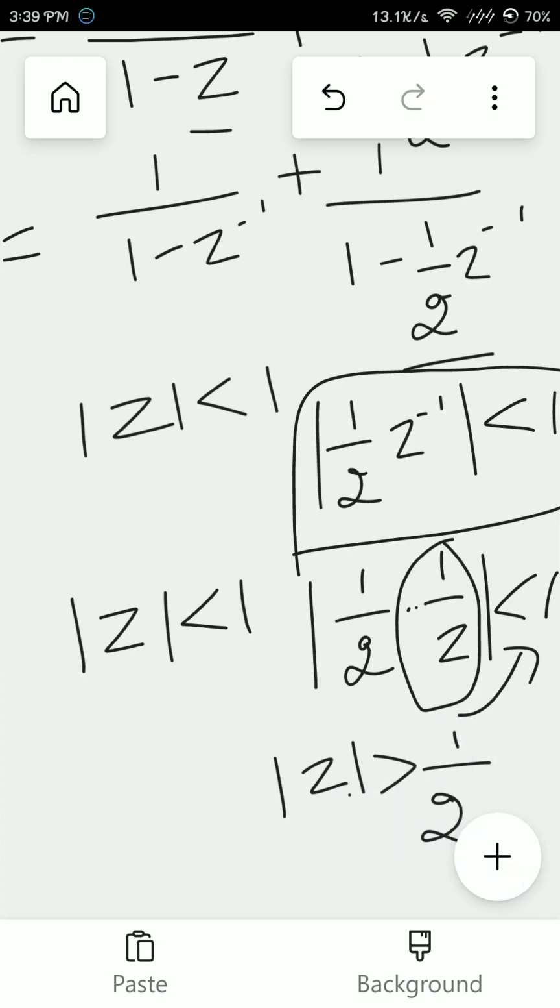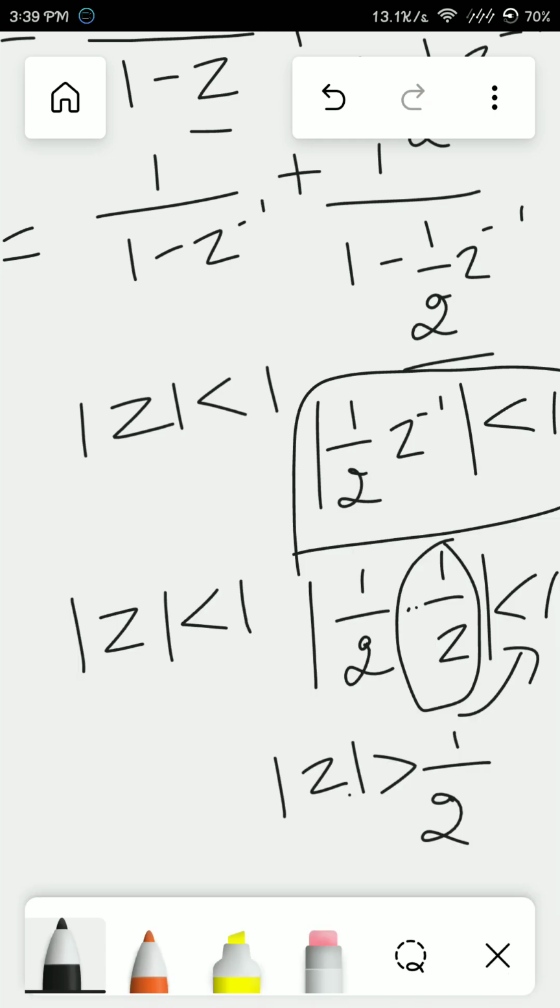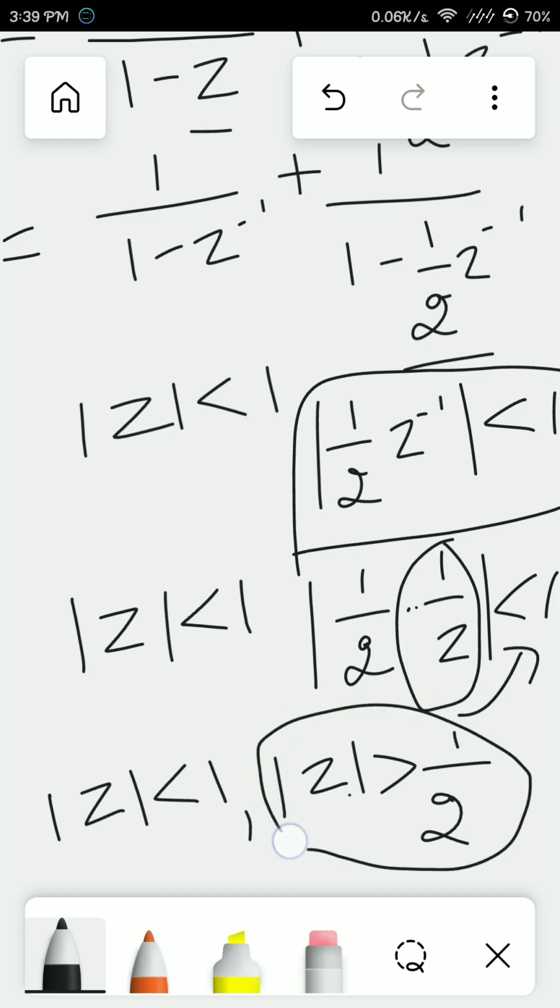So if you get it like that, what is going to happen is you have modulus of z lesser than 1, and modulus of z greater than 1 by 2. So now my ROC will become equal to what? If your modulus of z is greater than 1 by 2, then 1 by 2 should be lesser than modulus of z, right? And it should be lesser than 1, right? So that is what you get.